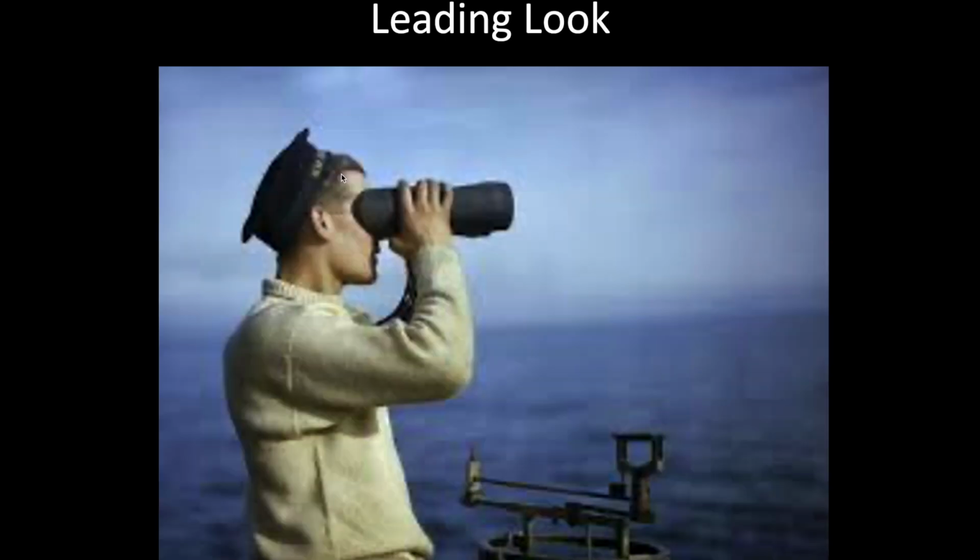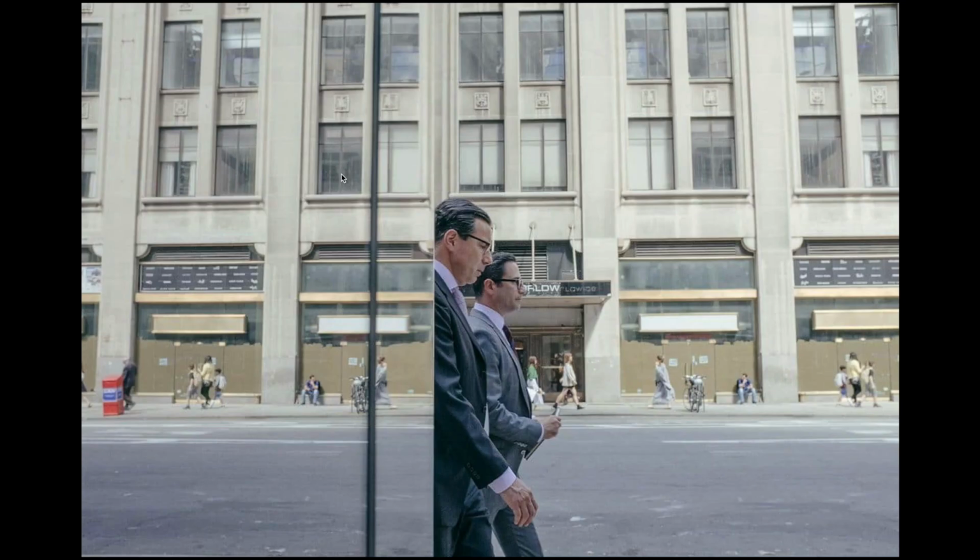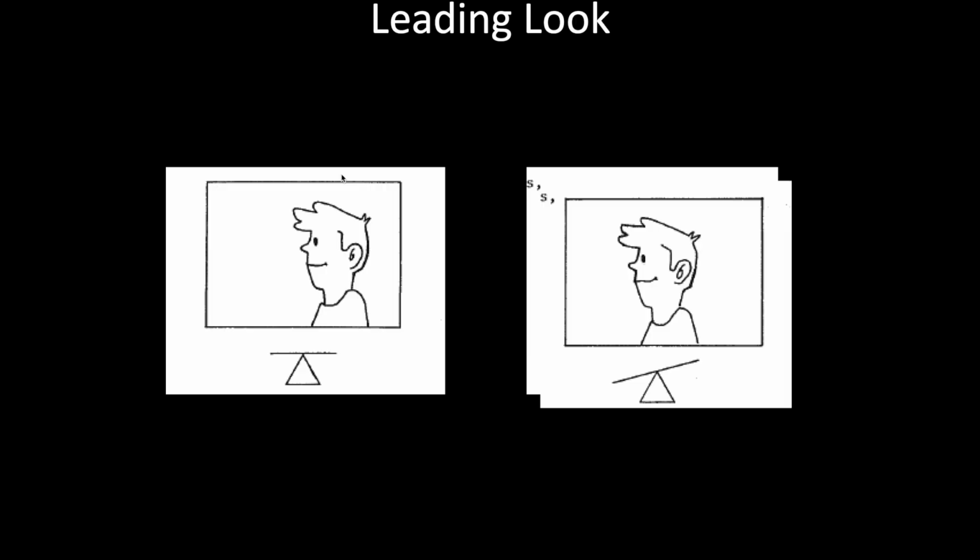So here is where a person or a thing is looking in one direction, leading us to look at where they want us to. So it's leading and guiding us with their look. So here we have an asymmetrical leading look. And this is from our book. The image on the left is symmetrical. The image on the right is asymmetrical.